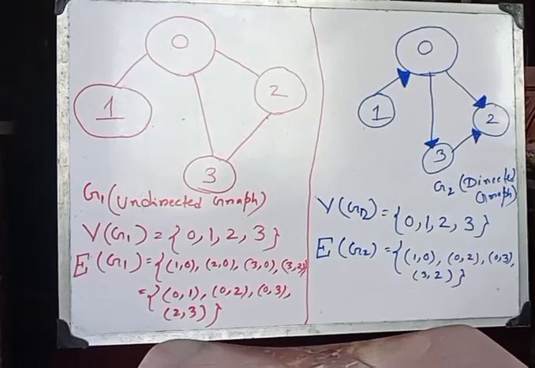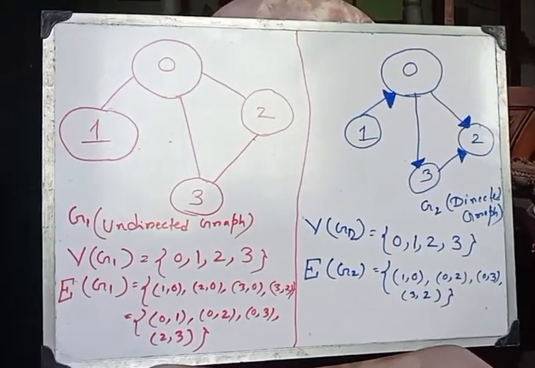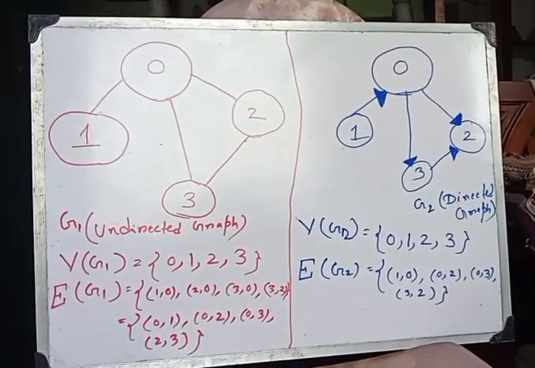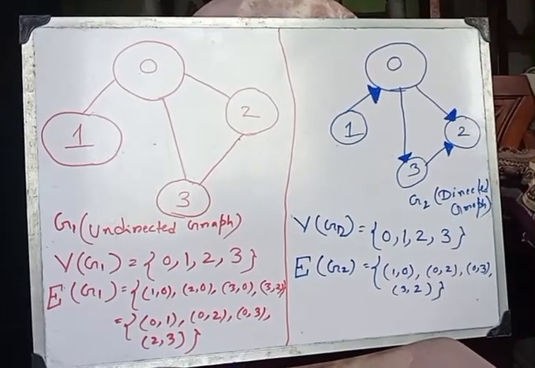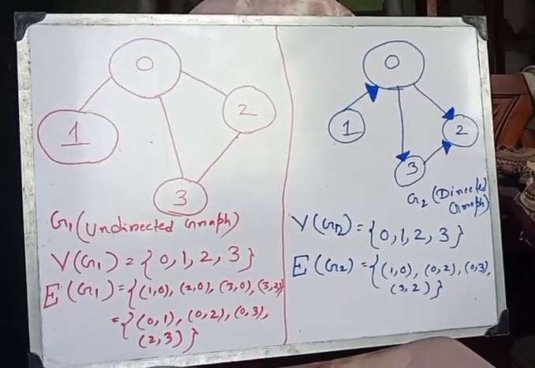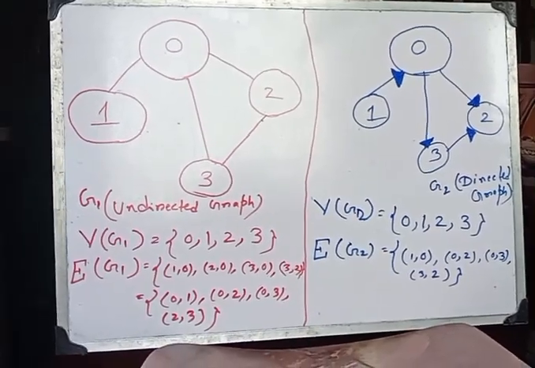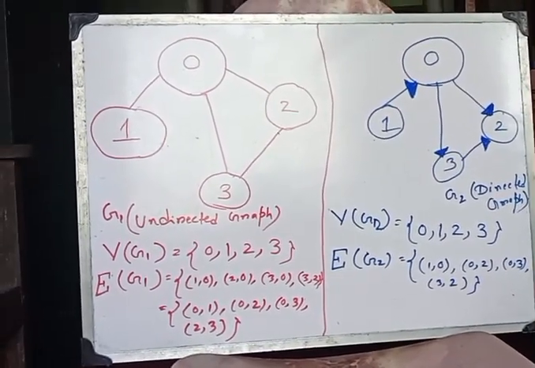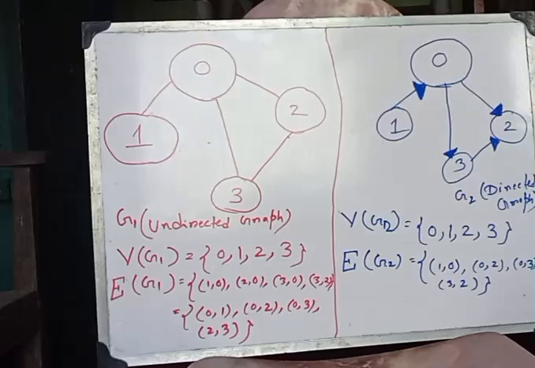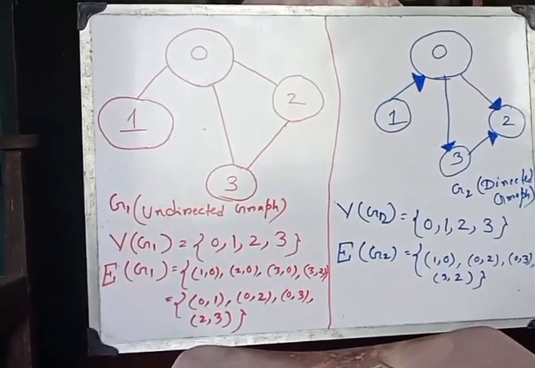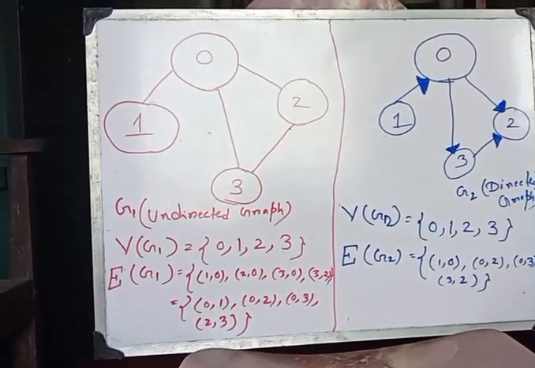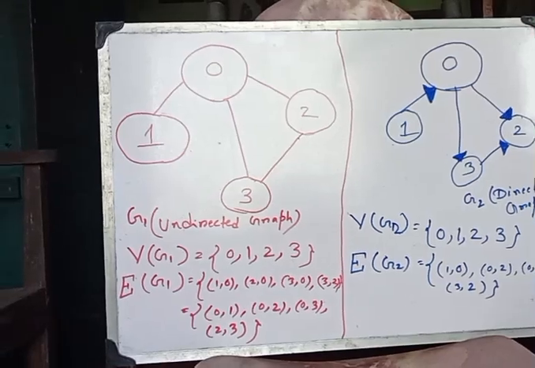and (3,2)}. Because this is a directed graph, the path is from 1 to 0. And we cannot write it (0,1) because this path is connecting 1 to 0. But we cannot go from node 0 to node 1. We can go from node 1 to node 0.